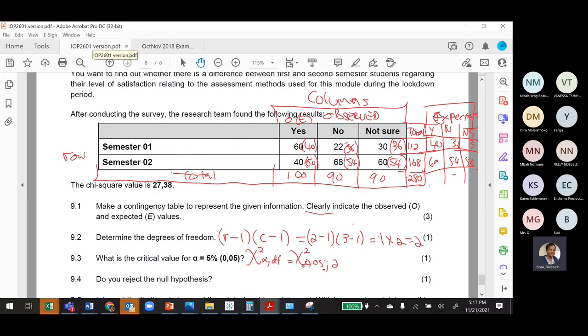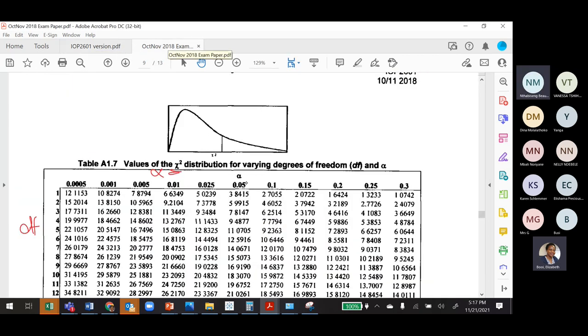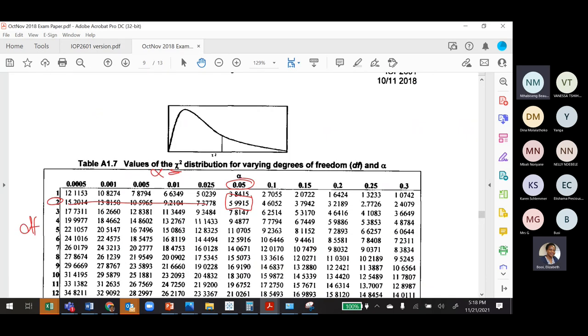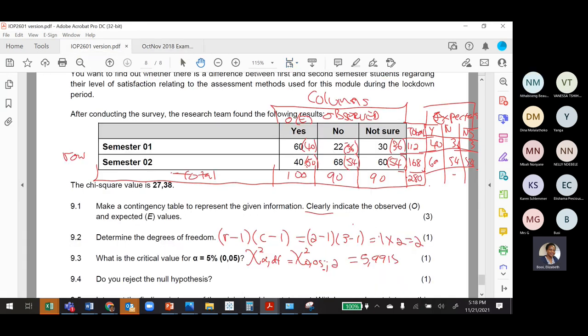So our degrees of freedom is 2, our alpha is 0.05, and 2, where they both meet, and that is 5.9915. So that is 5.9915.